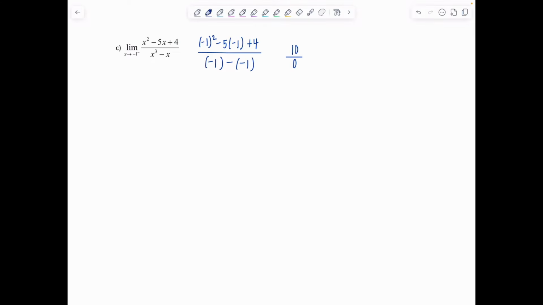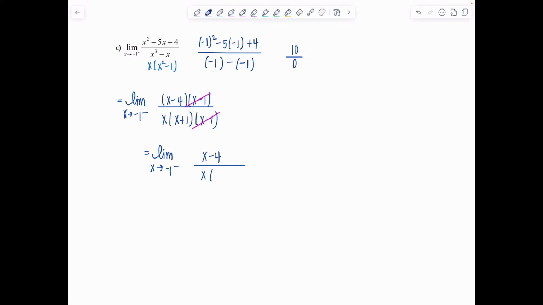I'm noticing, though, that everything in the numerator and denominator factors, and so I'm tempted to just go for it and cancel just to clean things up and make our life easier. So it'll factor, right? (x minus 4)(x minus 1). And then in the denominator, I could take out an x, and it's x squared minus 1, which also factors further. So let's just factor our little hearts out. And then x minus 1 is going to cancel. So we've got the limit as x approaches negative 1 from the left, (x minus 4) over (x plus 1).